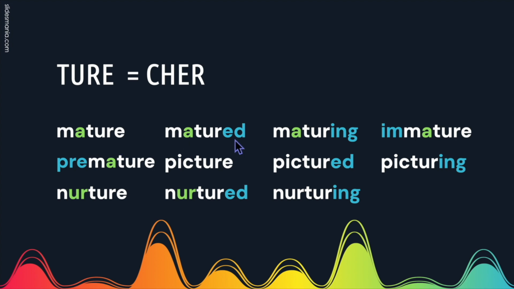Mature. We can add suffixes to the ends of words with ture. Matured. Notice that when we add the suffix ed, we drop the E from the word mature because we don't want a double E. Maturing. Immature, premature, picture, pictured, picturing. UR says nurture, nurtured, nurturing.